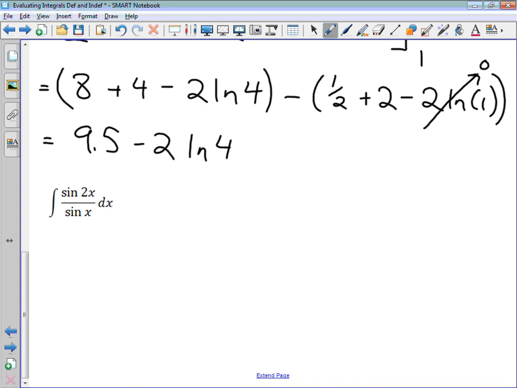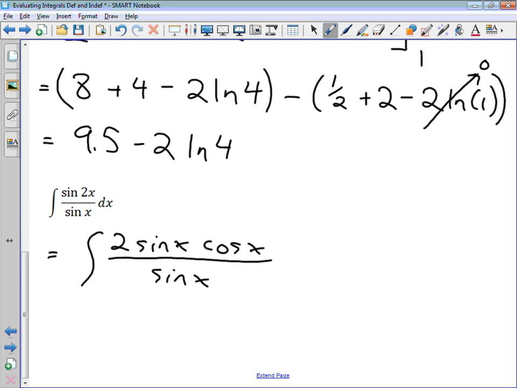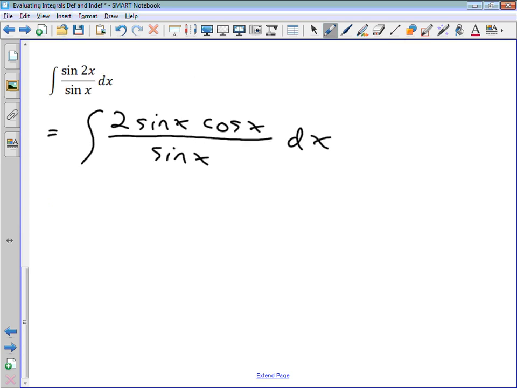So what we're going to do is check our identity sheet, and we are going to change this into the integral of sine 2x, which is actually equal to 2 sine x cos x. This is still all divided by sine x, and we're integrating over dx. Okay. Now we can cancel out these sine x's, and this becomes the integral of 2 cos x dx.